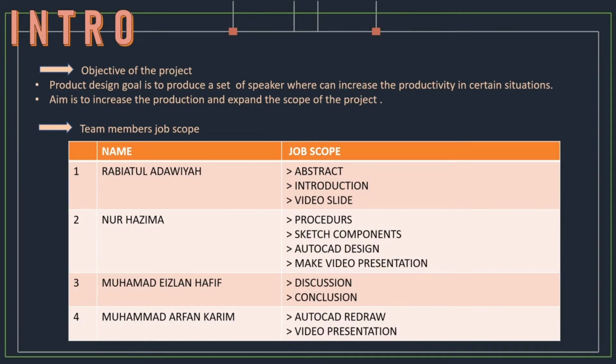Team members' job scope. First, Rabatul Adawiyah. Her job scope is abstract, introduction and video slide. Then we move to Nur Hazima. The job scope is procedures, sketch components, AutoCAD design and making the video presentation. The third one is Muhammad Izwan Hafif. His job scope is discussion and conclusion. And the last one is Muhammad Afan Karim. The job scope is AutoCAD redraw and video presentation.